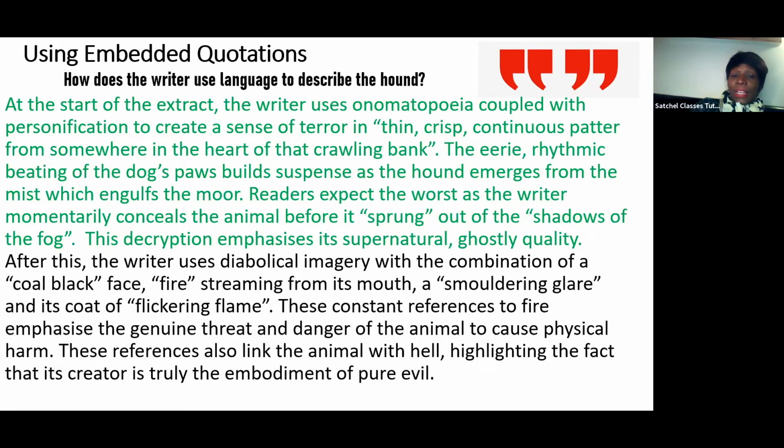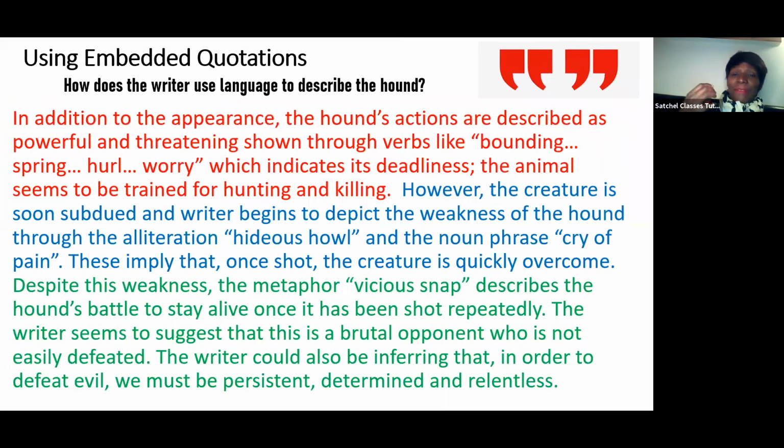What is the writer showing? This ghostly supernatural quality. How is he doing it? Through the use of diabolical imagery. Why? Well, it's telling us that this is dangerous and this is demonic, and the criminal itself who used this animal is the embodiment of evil. So you can see I've tried to use what, how, and why, and I've tried to use all of the different phrases to explain the effect. This indicates, this depicts, this implies, this suggests, this infers.